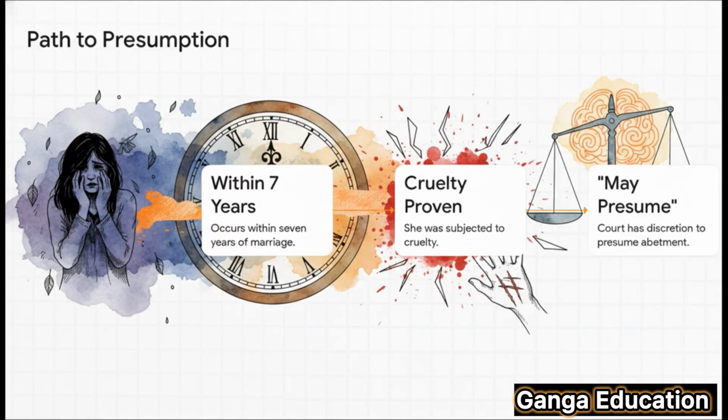So you can think of it as a logical path. If the prosecution successfully establishes those first three conditions, it essentially opens a door. It's then up to the court to use its discretion and decide whether or not to walk through that door and draw the presumption. The court will consider all the other evidence. It's never an automatic decision.